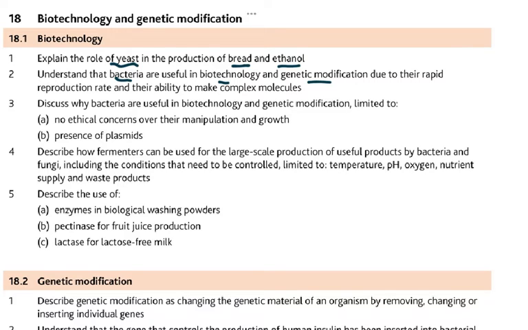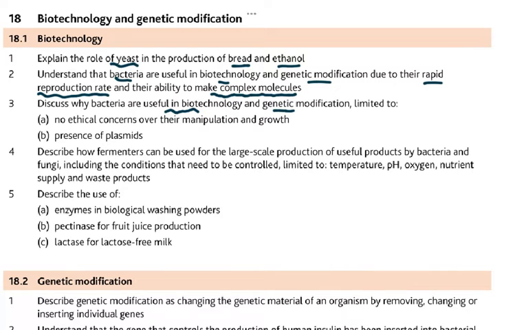Why? Because they have a very rapid reproduction rate. They multiply every 20 minutes. And they have the ability to make complex molecules. So that's why we put the gene for insulin into bacteria, because they're able to make that insulin molecule. Discuss why bacteria are useful in biotechnology and genetic modification.